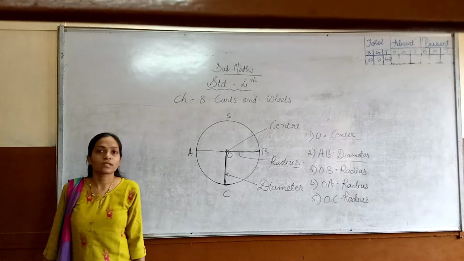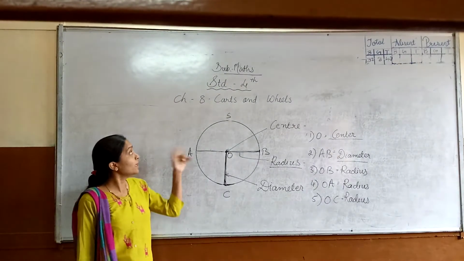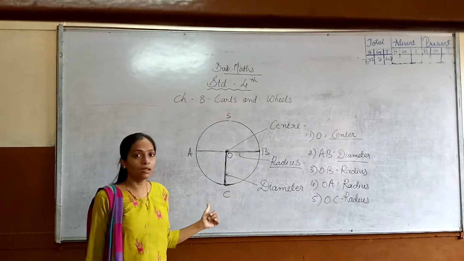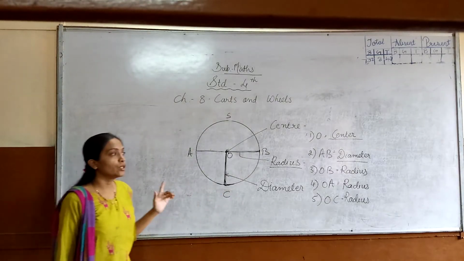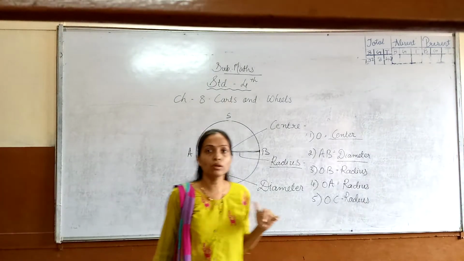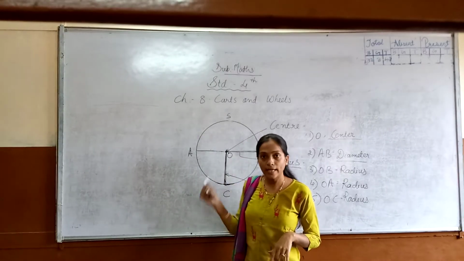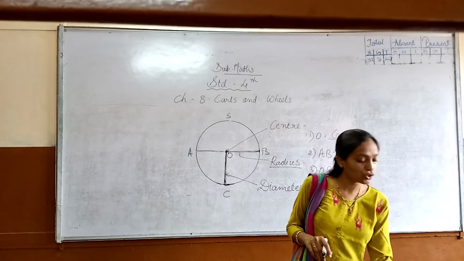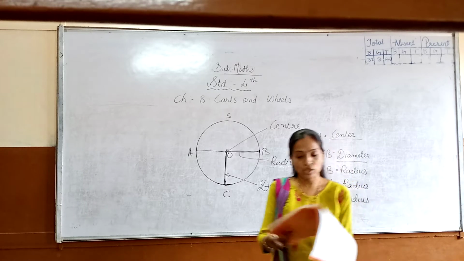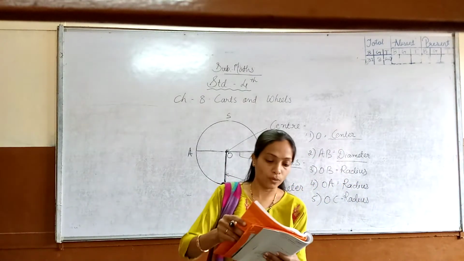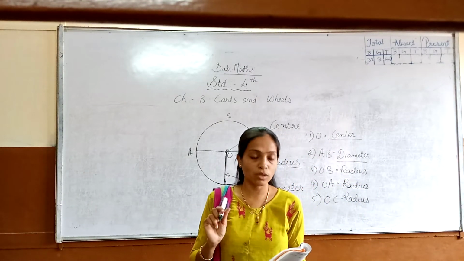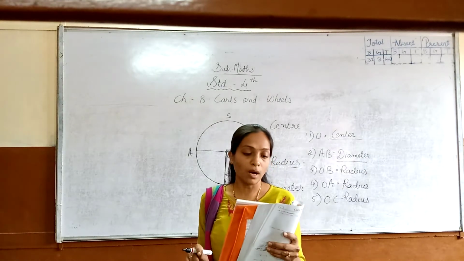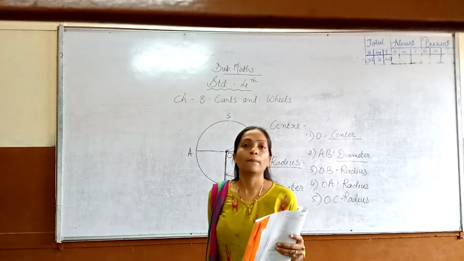Welcome to the next class of standard 4th, chapter number 8. In the first video we have seen the parts of the circle, and question numbers 1 to 3 for chapter number 8. Now we'll start question number 4. Complete the table given below.